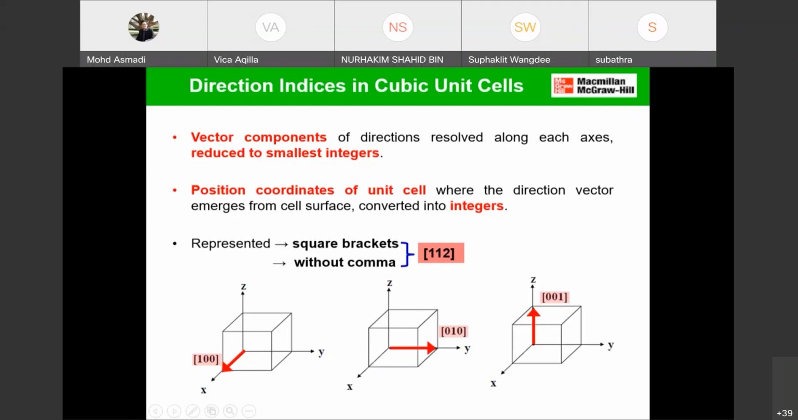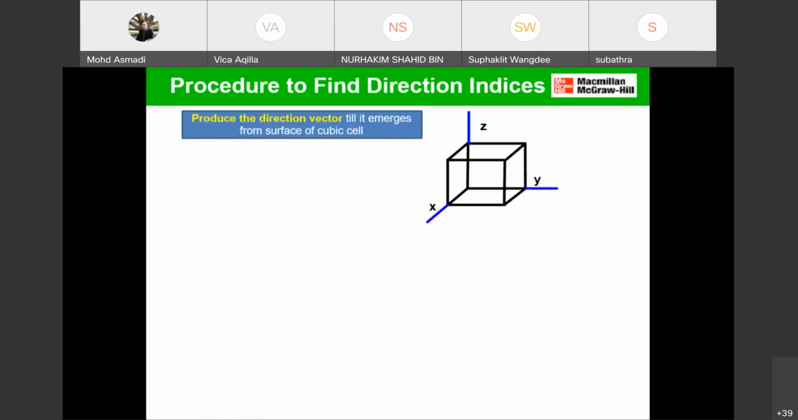So let's see the procedure to find the direction indices. What I have to do is produce the direction vector until it emerges from the surface of the cubic cell. Look here, the origin is 0, 0, 0. It emerges from 0, 0, 0, so the point is here. You have to consider three directions. X is 1.